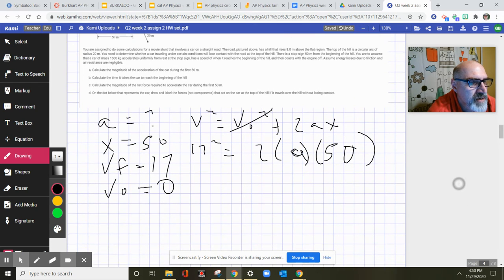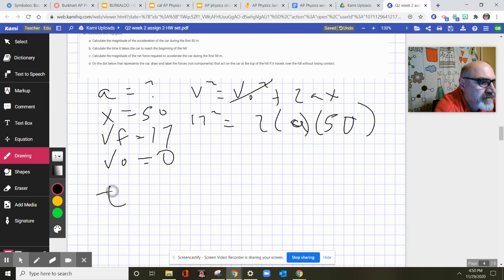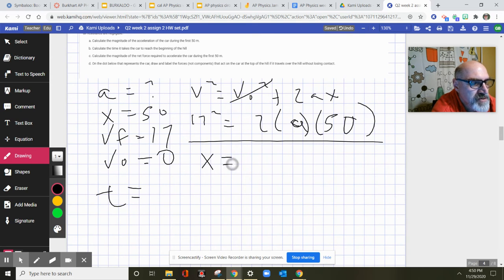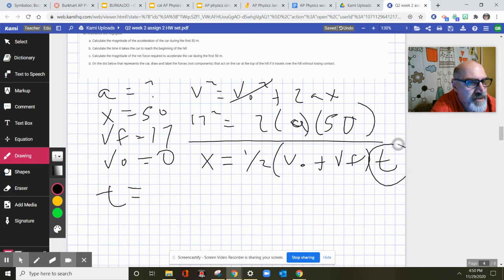The time it takes the car to reach the beginning of the hill. Okay, now let's add a t. So now we have our variables, and we could use any of the equations really to solve this as long as it has t in it. But I'm going to go with x equals 1/2 (v naught plus vf) times t, and solve for t.